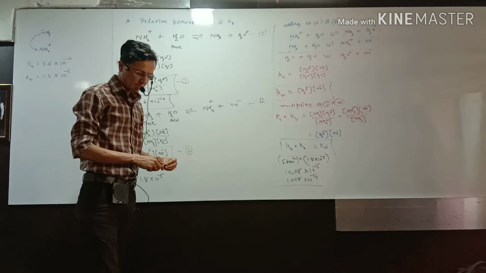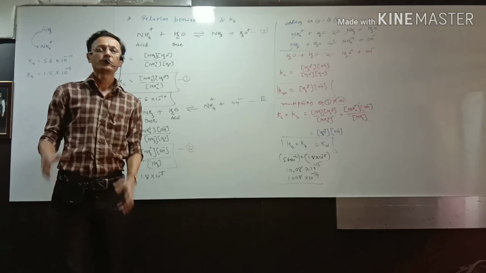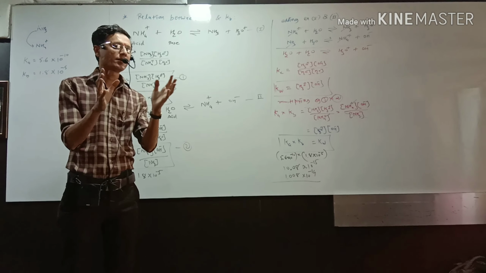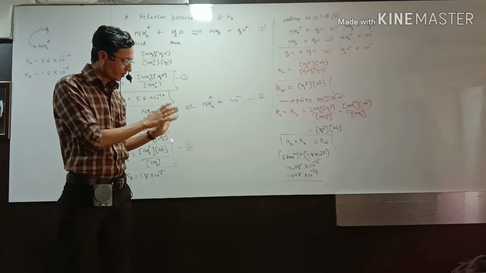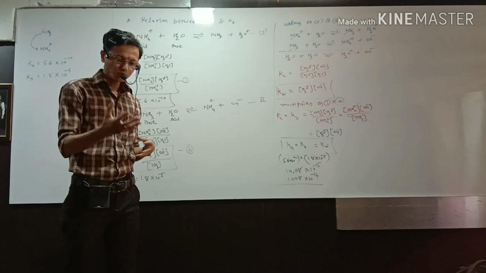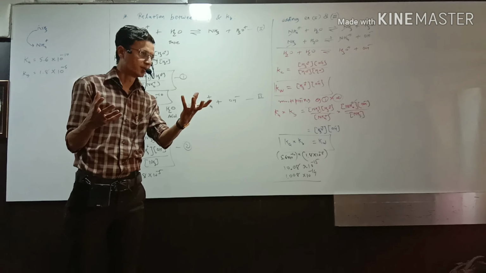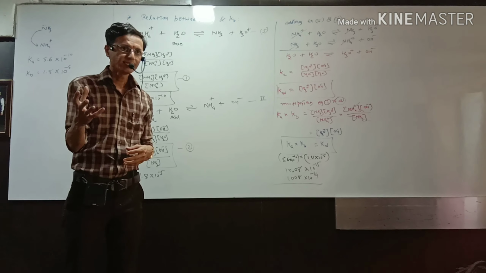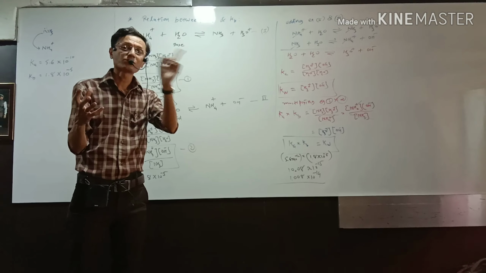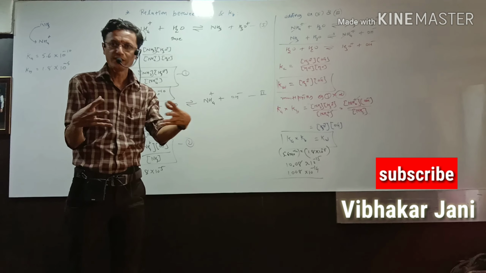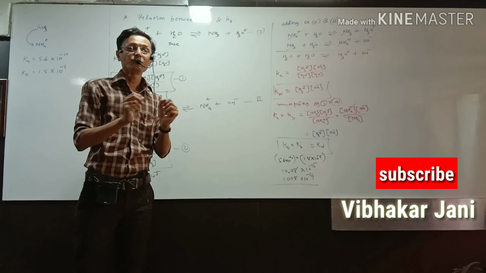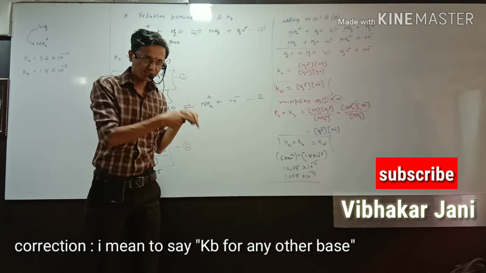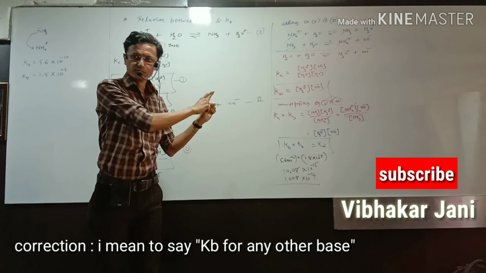So this relation states that the ionization product of water, Kw, is always equal to the product of Ka and Kb. But this relation can apply only when we are talking about an acid and its conjugate base, or a base and its conjugate acid. Ka for any acid and Kb for its conjugate base, if we multiply these values, we can have Kw. But if you use Ka for any acid and Kb for any other acid, then this relation will not give the value of Kw. Understood?